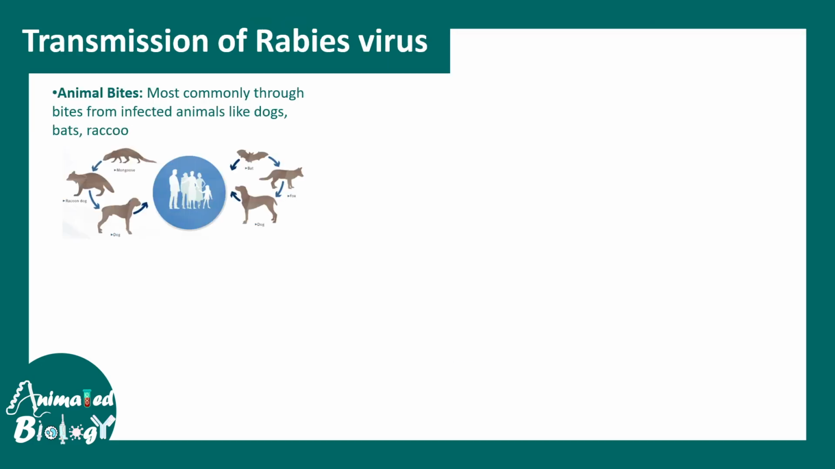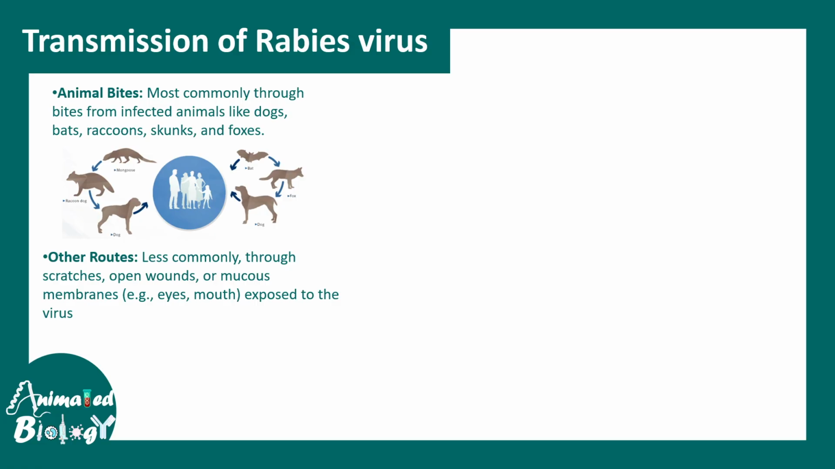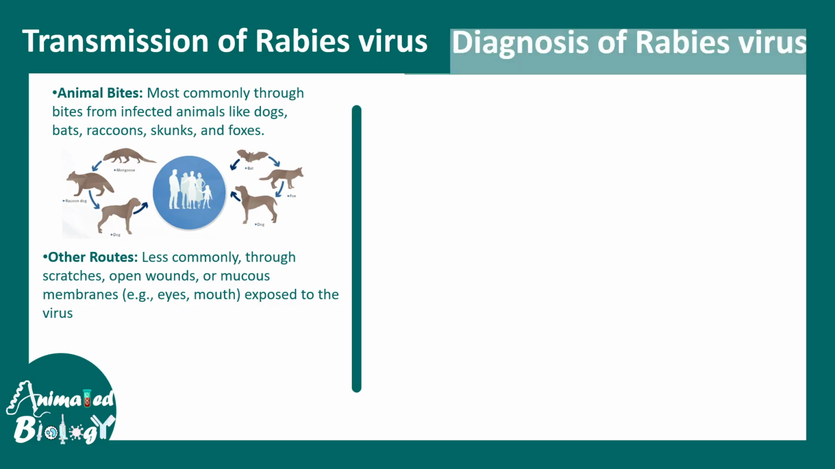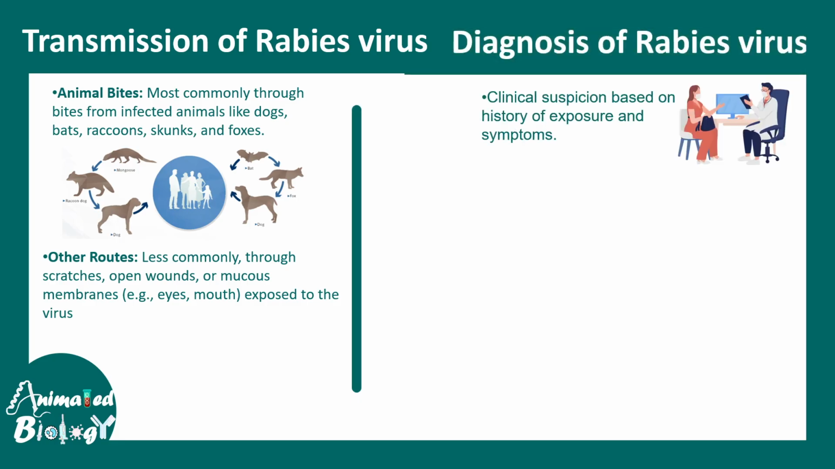Let's talk about the transmission. Generally, dogs are really accused for the transmission because dogs are the primary contact for humans. But in other wild animals such as raccoons, mongoose, and bats, this virus can also circulate, and very less commonly, through the saliva and scratches, these viruses can also transmit from one individual to another.